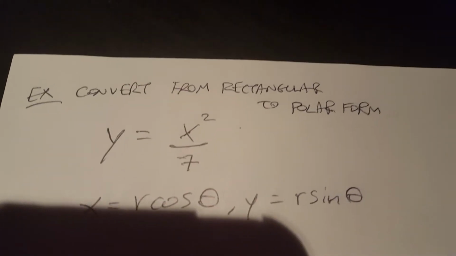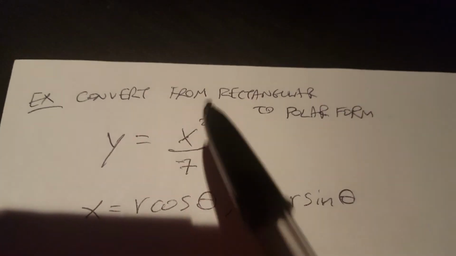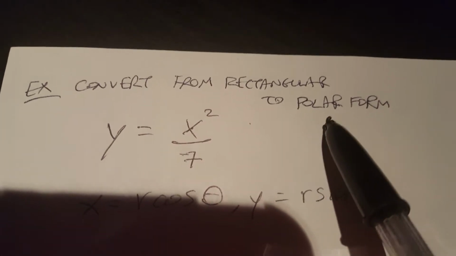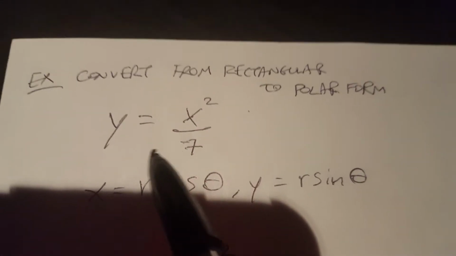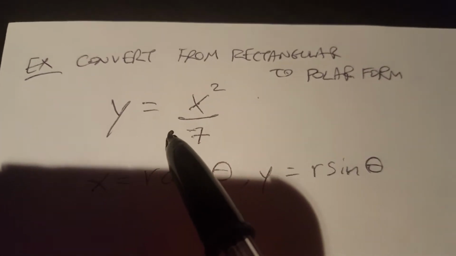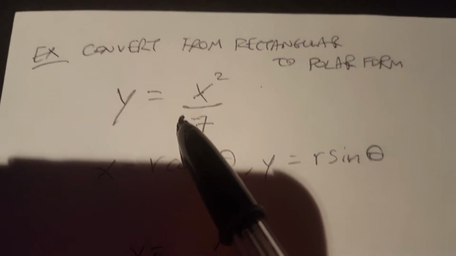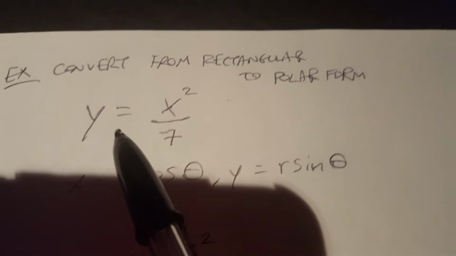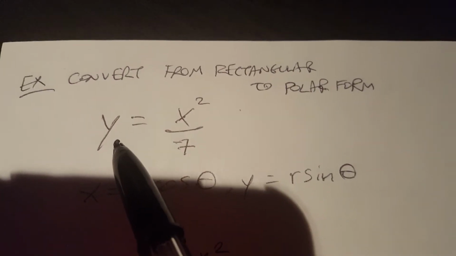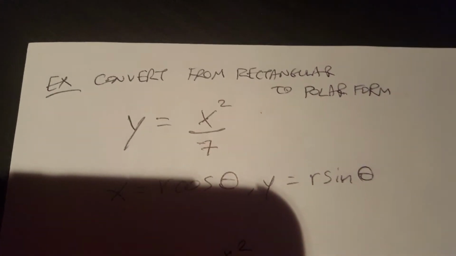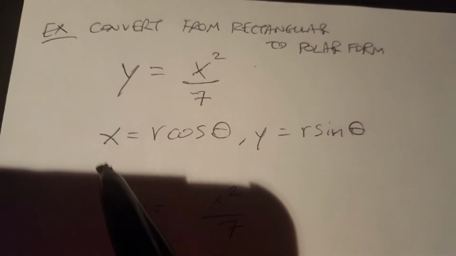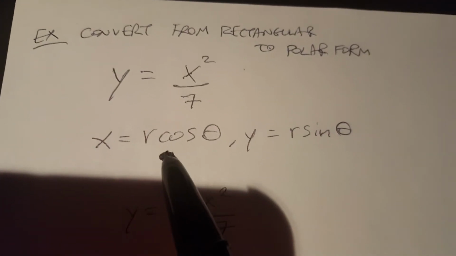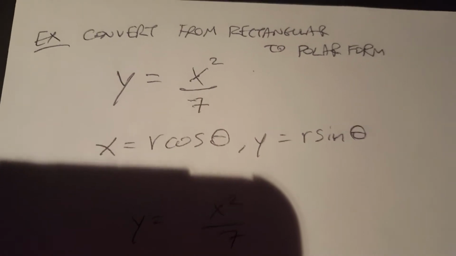Alright guys, I wanted to give you a little example on converting from a rectangular form to polar form. This is a lot like some of the exercises that you have on assignment 6.4. In this one, I'm going to start off with this equation: y equals x squared over 7. Information that you need for this: remember that x equals r cosine theta and y equals r sine theta.